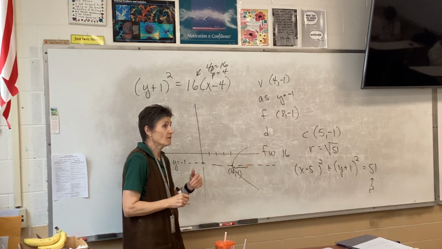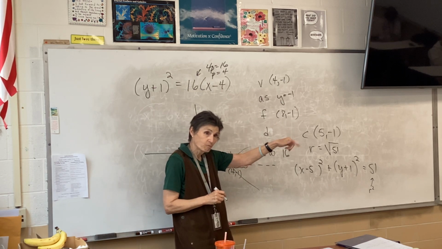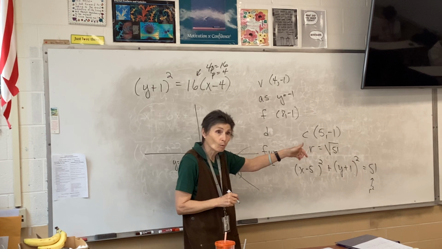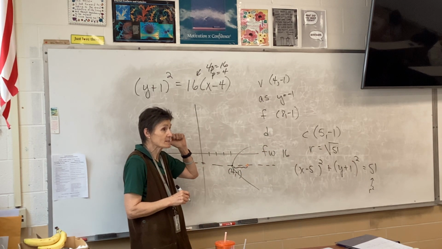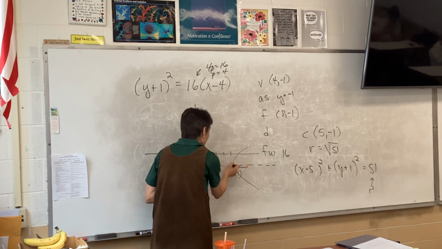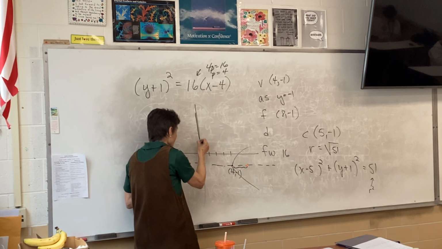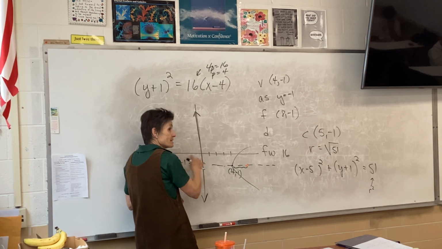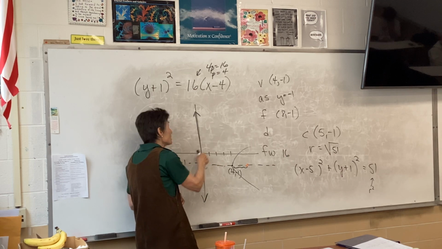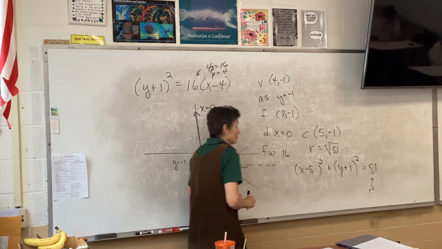Now, the cool thing is, if we went right for our focus, we're gonna go back 4 for the directrix. So if I start here and back up 1, 2, 3, 4, aren't I actually right here? It crosses the x-axis at 0. So this is the line where x equals 0. Your directrix is x equals 0.